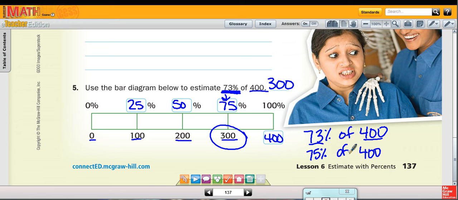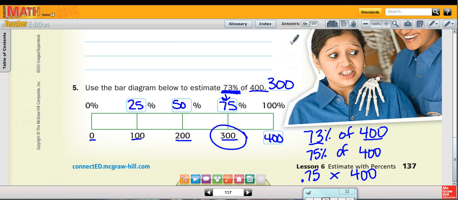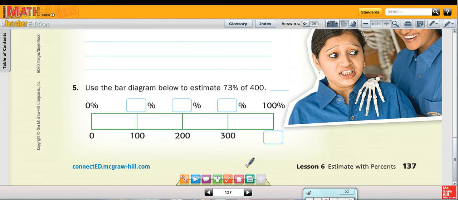Change 75% to a decimal, which would be 0.75. Move that decimal back 2 places to the left. Divide by 100. Of means to multiply by 400. If we did that, 0.75 times 400, would we still get the same answer? Yeah, so the bar diagram is a visual representation of what we have here, but we can also solve it using percent of a number.